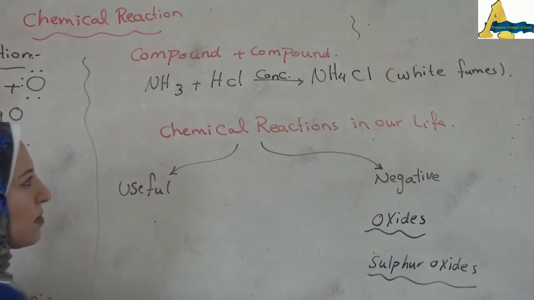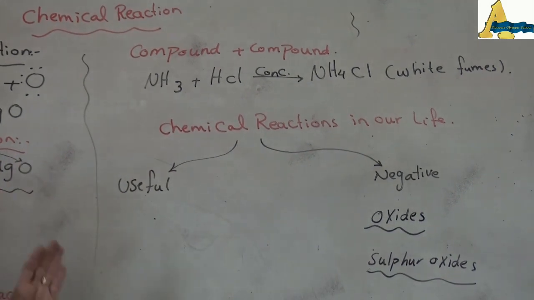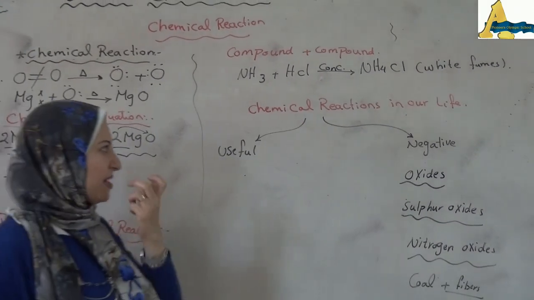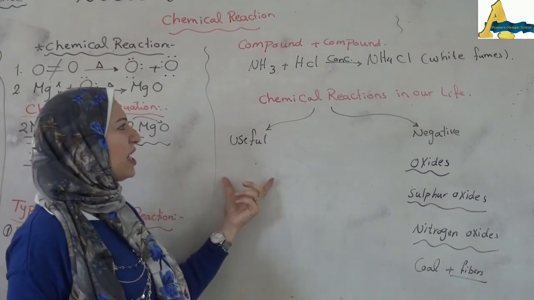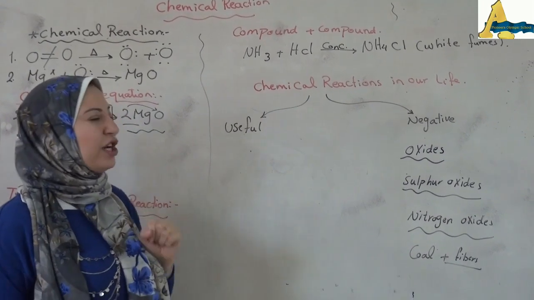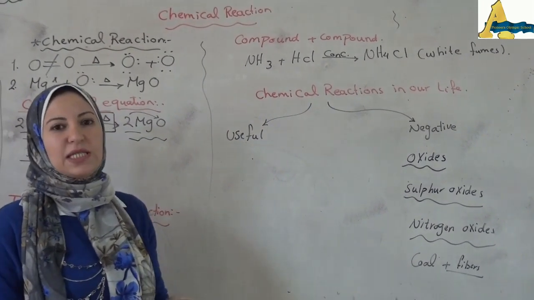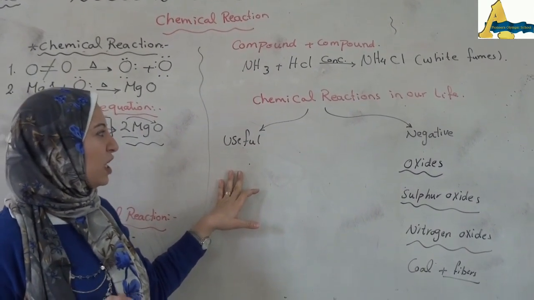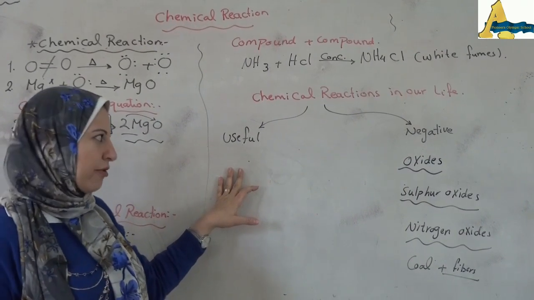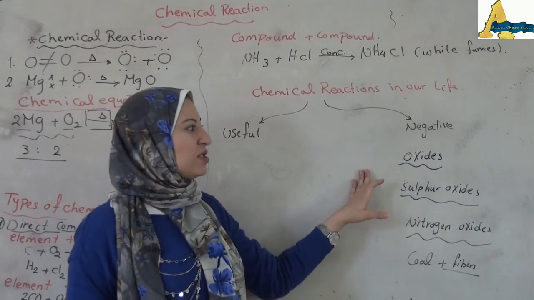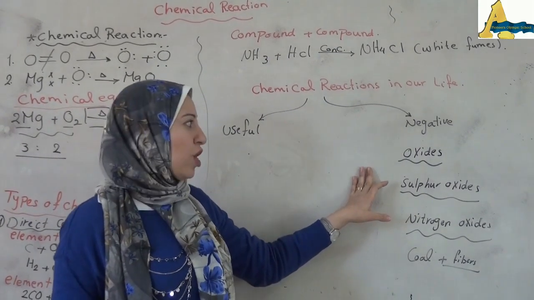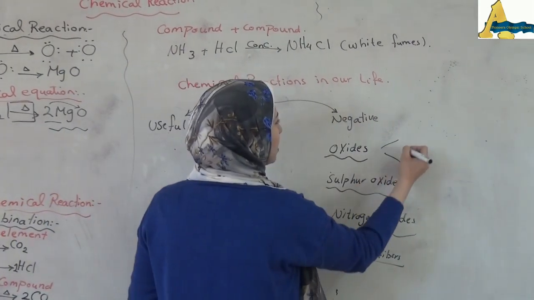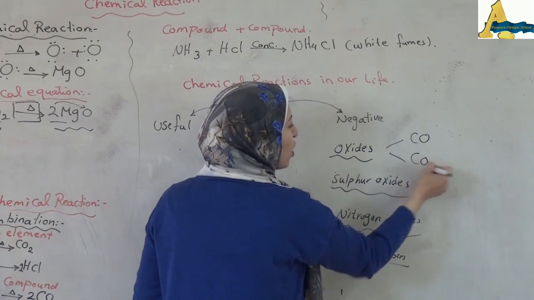Okay, all these chemical reactions have some useful applications in our daily life and other negative effects. The useful uses of chemical reactions in our daily life: we can use them in many industries, such as the industry of plastic, also in making a lot of medicine, fertilizers, and so on. The negative effects of these chemical reactions are that they can produce harmful gases. The first one, oxides. We have two harmful gases here, carbon monoxide and carbon dioxide.